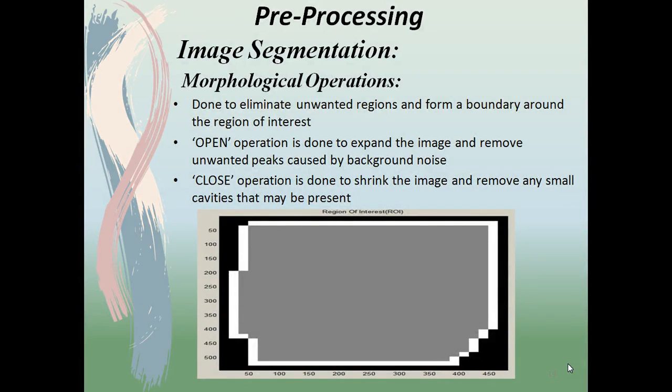Now the morphological operation is done on top of the block direction, so that we could be absolutely certain in eliminating any unwanted regions. We have two different operations that we do: open and close. Open is done to expand the image and remove any unwanted peaks, whereas close shrinks the image and removes any small cavities. First we do open so that all the unwanted peaks are gone. Next we do close so that all the cavities are gone. This brings us to a complete whole structure.